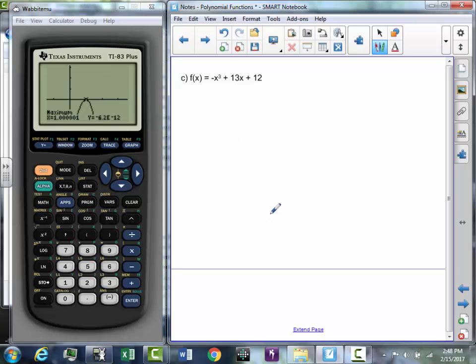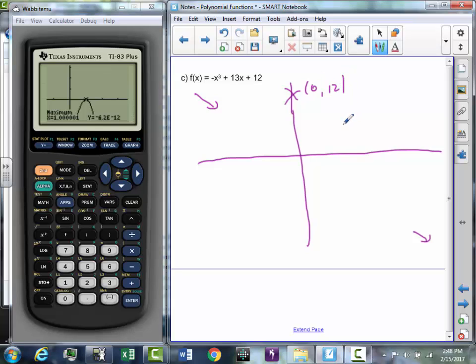All right, let's try this one. So before I even type it in, let's just talk a bit about what I'm expecting here. I've got a negative x to the 3 graph, so it should have some sort of downhill slope. What's its y-intercept though? Well, way up here at 12 is going to be the y-intercept. There could be 1, 2, or 3 x-intercepts. I don't know how many, but I'm expecting a couple, or at least 1.